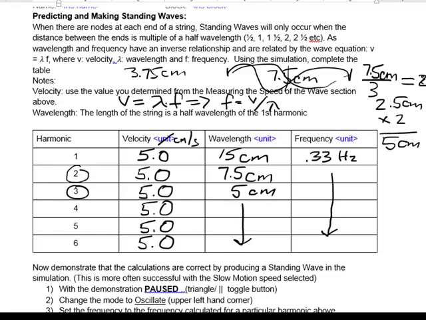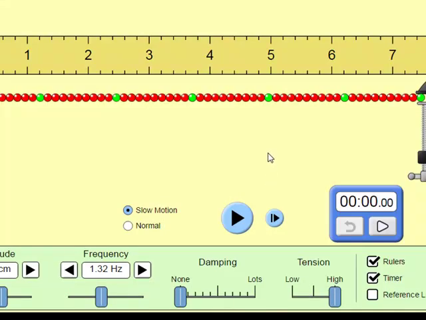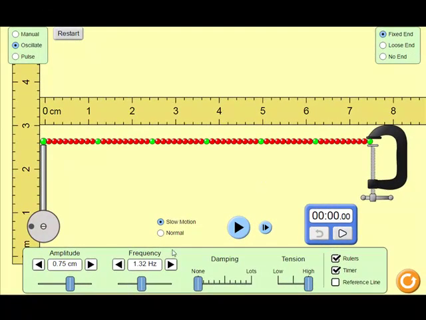Let me go ahead and pause this for a moment. Now for my wave, I found that the fourth harmonic's frequency was 1.32 hertz. So I set that here, setting it at 1.32 hertz. And I have it in slow motion to make it a little bit easier to set up. And I'll allow our oscillator here to rotate 4 complete times. I'm anticipating I'm going to have 4 bumps in here because it'll be the fourth harmonic.